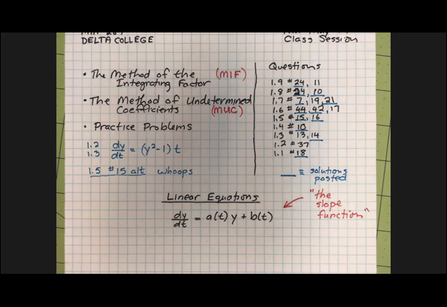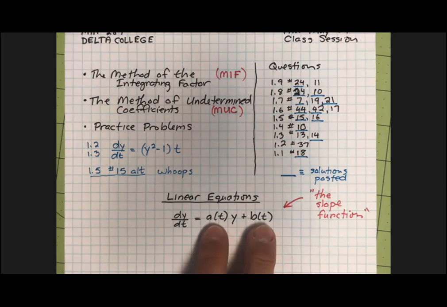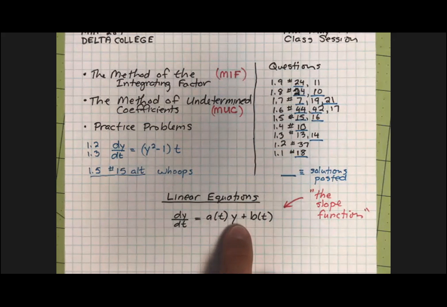Get someone else in the room right here. Excuse me. So remember, this is just a linear equation. It's just a first order differential equation where the slope function has a special form. t's can be crazy and everywhere, but the y appears only once to the first power as a factor.